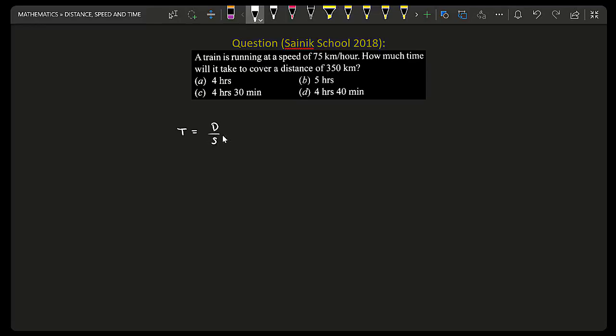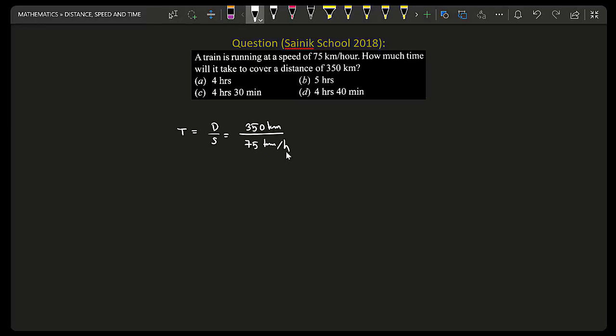Can we substitute as it is or do we need to change the units? As it is. Very good. Why? Because they are already in the same units, kilometers matching, and in the options also they have hours only. So directly we can substitute. What is the distance? 350 kilometers. And what is the speed? 75 kilometers per hour. So next step.